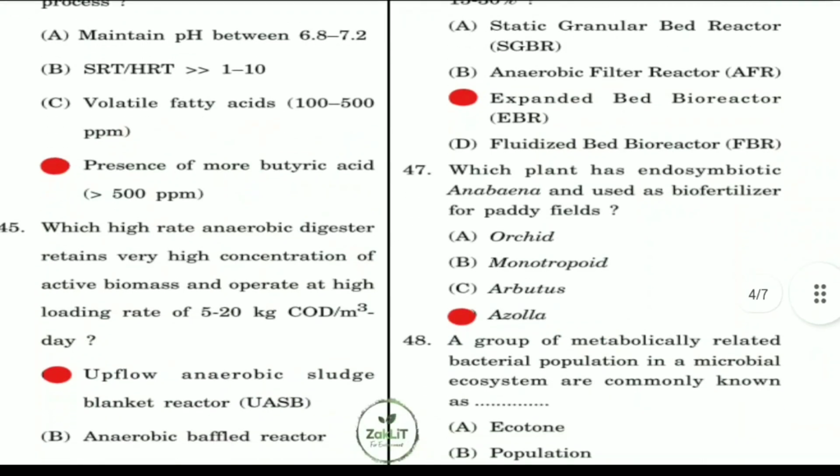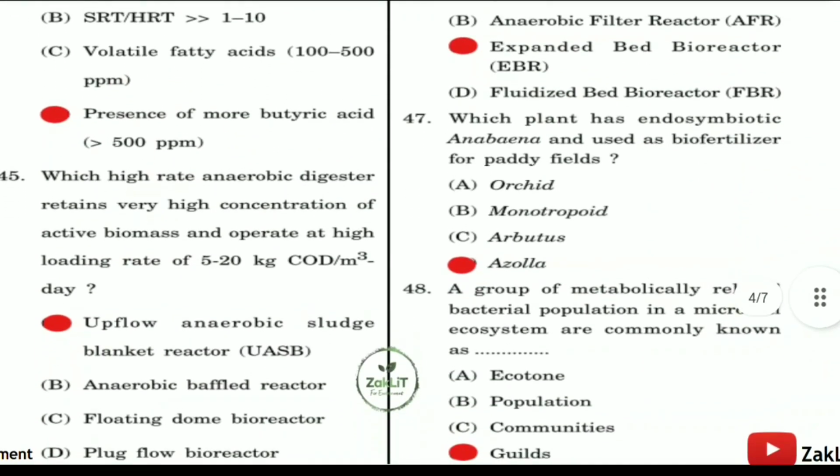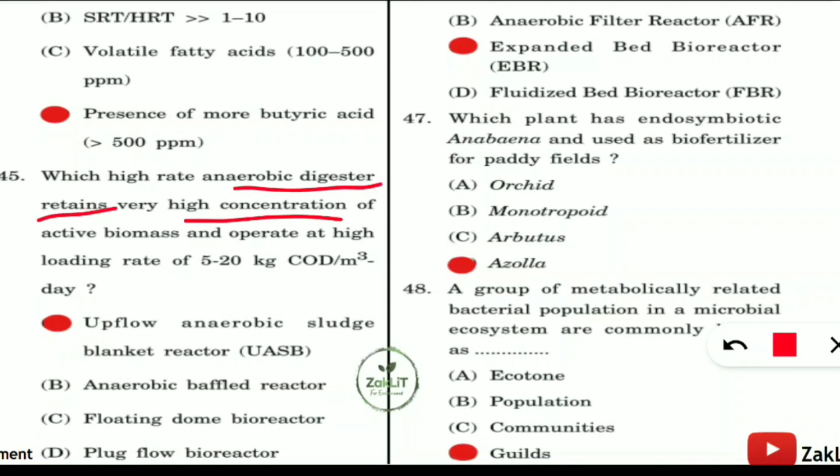Coming to the next question, question number 45. Which high rate anaerobic digester retains very high concentration of active biomass and operates at a high loading rate of 5 to 20 kg COD per meter cube per day? So here you should know what kind of technique that is, and that anaerobic digester is UASB, that is upflow anaerobic sludge blanket reactor, UASB. So it has a very high concentration of active biomass and it operates at 5 to 20 kg load of COD per meter cube per day.